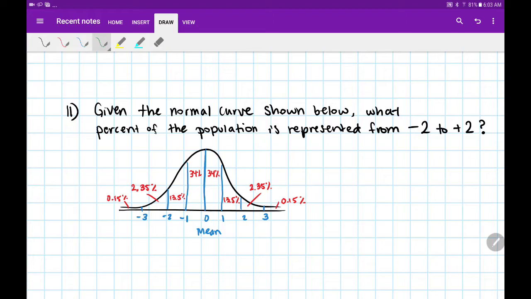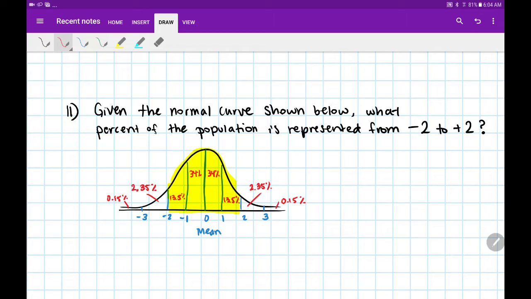So number 11 says, given the normal curve shown below, what percent of the population is represented from -2 to +2? So we're talking about this region right over here, from 2 standard deviations below the mean up until 2 standard deviations above the mean. And we're interested in the area under that curve, the shaded region.